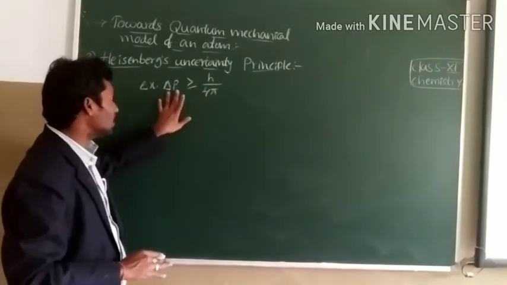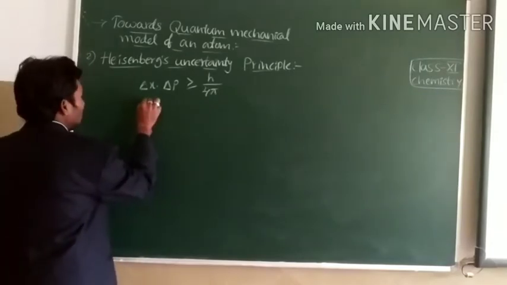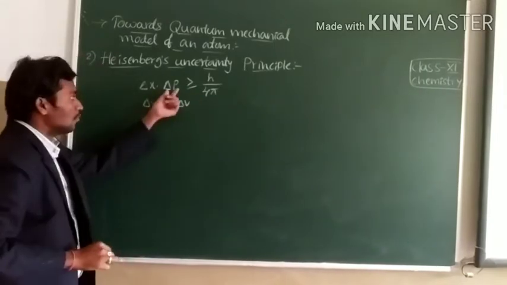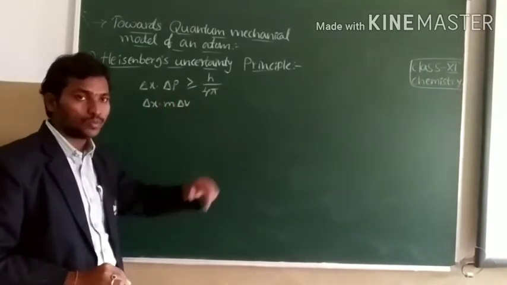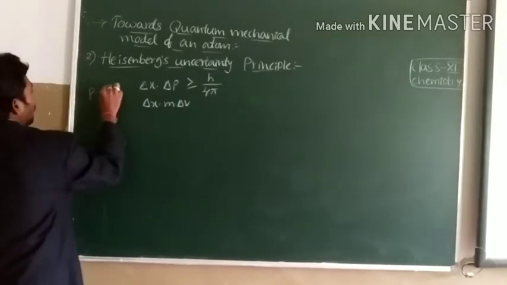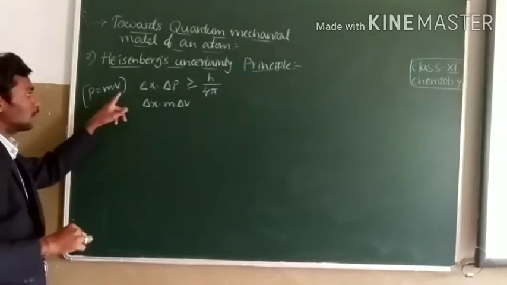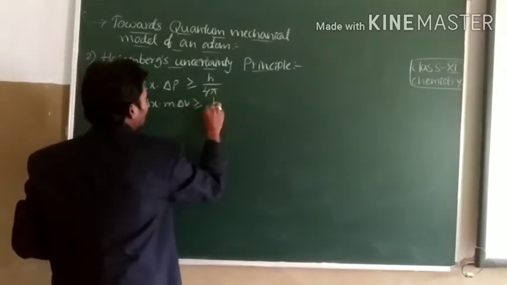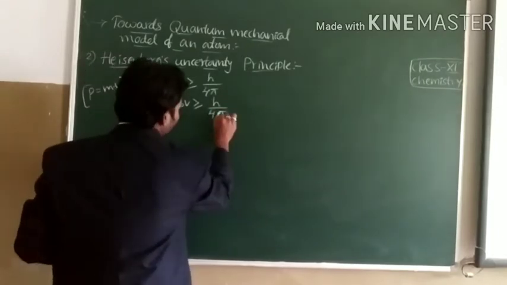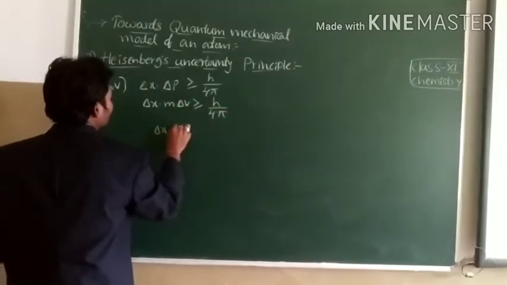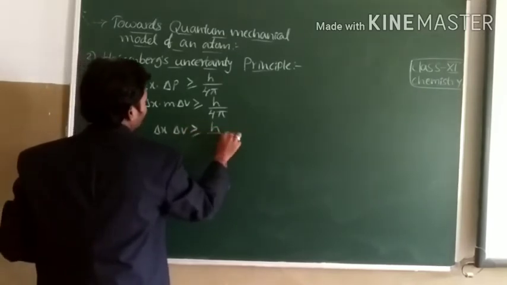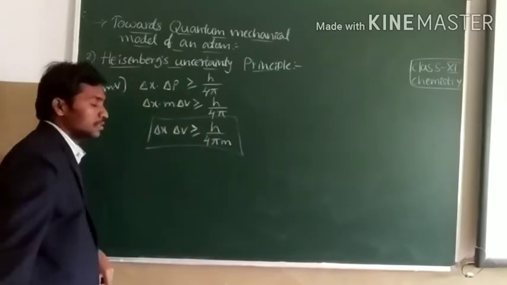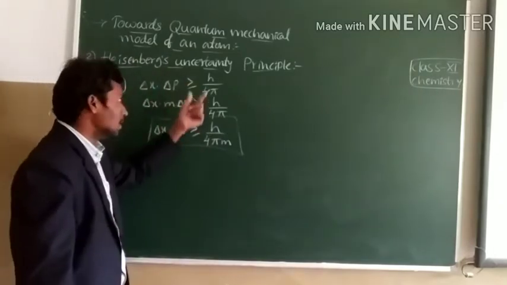Here delta p also can be written as m into delta v, because we know that momentum is mass into velocity, p is equal to mv. So delta x into m into delta v is greater than or equal to h by 4 pi. That is, delta x into delta v is greater than or equal to h by 4 pi m. This is the expression of Heisenberg's uncertainty principle.